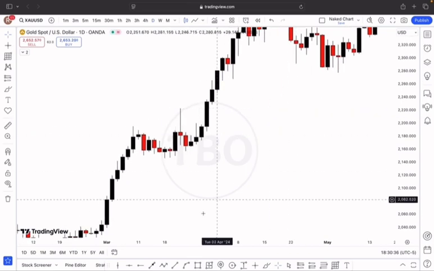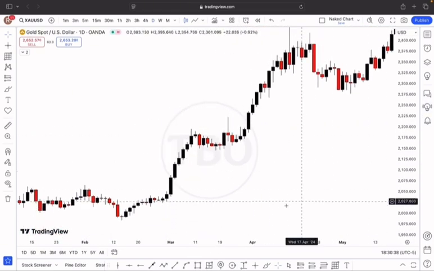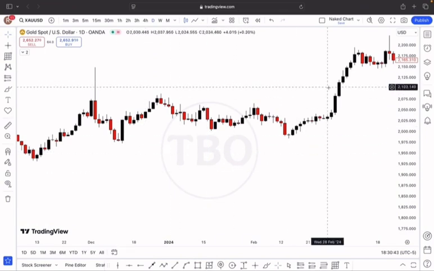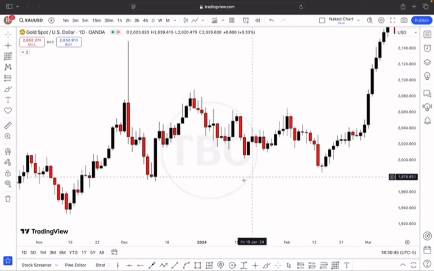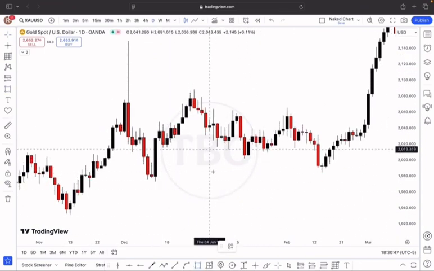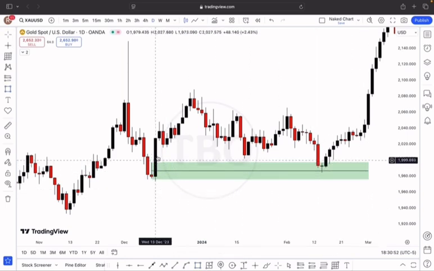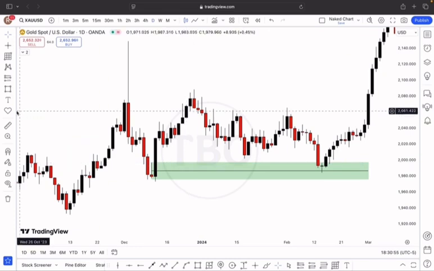Let's go back in time, guys. Right now, as you can see, this is an uptrend market, and I'm going to show you a pivot demand. Look right here. This is a pivot demand, guys. It doesn't get any simpler than that.